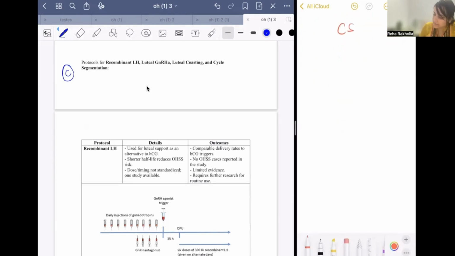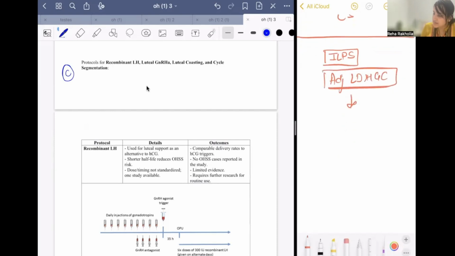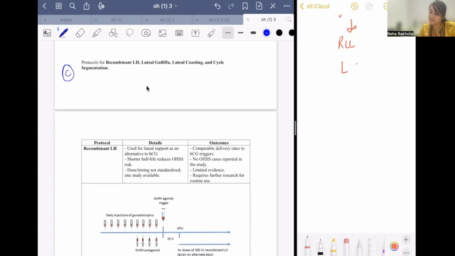Okay. Now see recombinant LH. Recombinant LH, in addition to intensive luteal phase support and adjuvant low dose HCG protocol, these all are also used. What all are used? A recombinant LH, luteal GnRH agonist, luteal coasting, cycle segmentation. Each of these methods is designed to optimize hormone support while minimizing the risk of OHSS and any other complications.